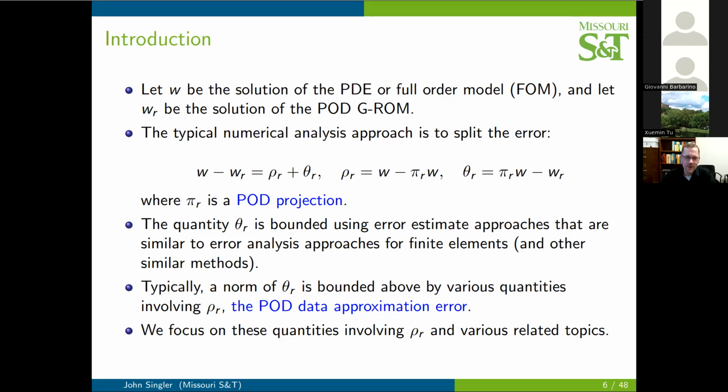I'll have W, or whatever you want to call it, be your PDE solution, or whatever the full order model is. And then W_R would be the solution of the reduced order model. The very typical numerical analysis approach, even back to finite elements or whatever else, is to split the error in this additive fashion. So you split it into two pieces.